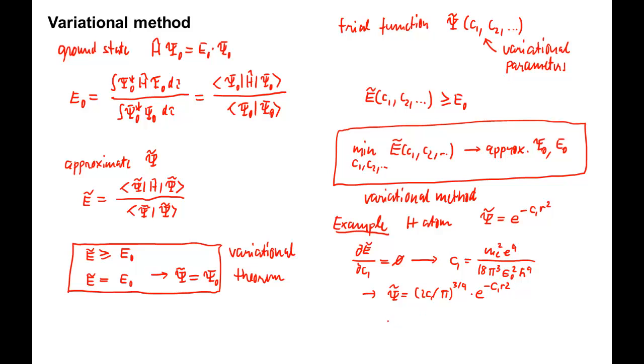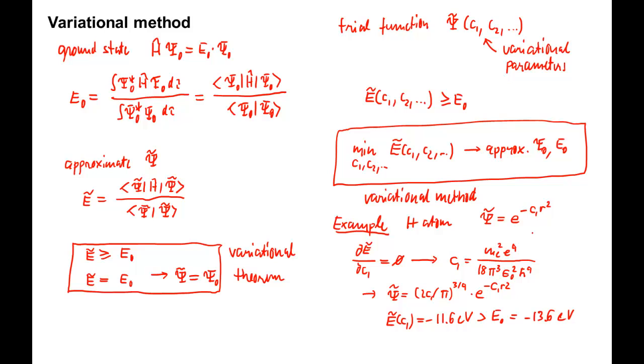The approximate energy, E tilde of c1, equals negative 11.6 electron volts, which is larger than the exact ground state energy E0, which is negative 13.6 electron volts. However, the approximation is pretty good given the roughness of our initial guess.